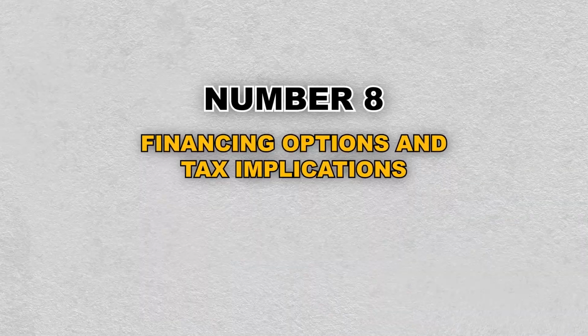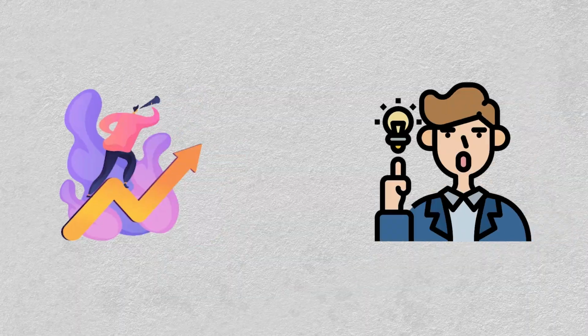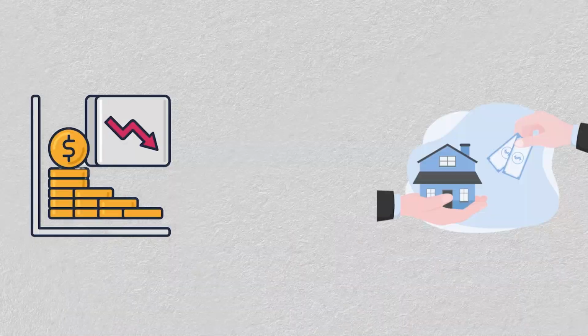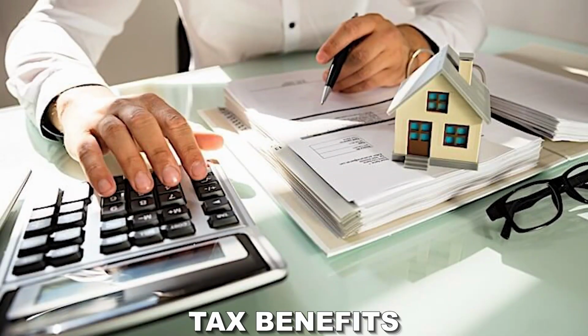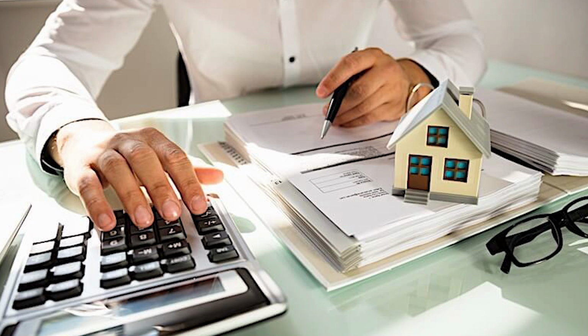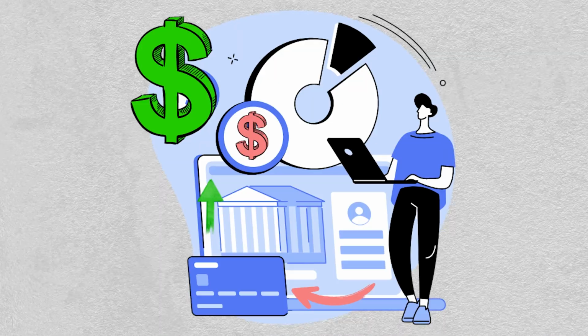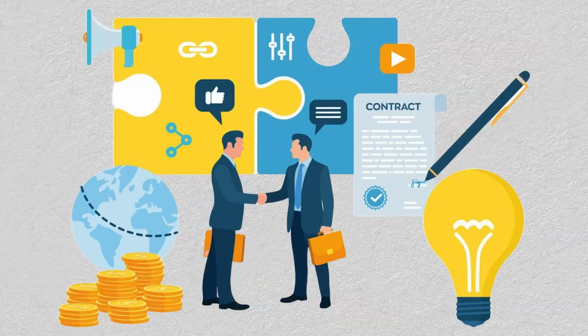Number 8. Financing options and tax implications. Optimizing the financial performance of your rental property requires an understanding of financing choices and tax implications. Tax benefits. Depreciation deductions, mortgage interest deductions, and operating expense write-offs are just a few of the tax benefits that rental properties provide. Financing choices. To efficiently manage cash flow, investigate various financing choices, including conventional loans, innovative financing techniques, or partnerships.